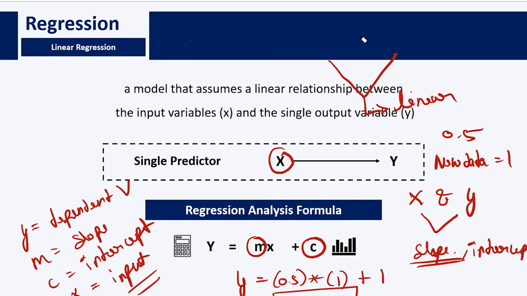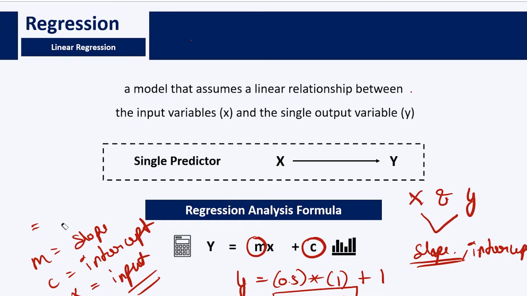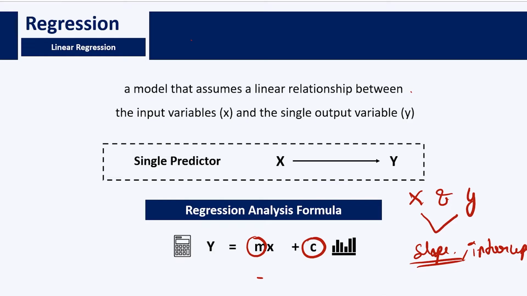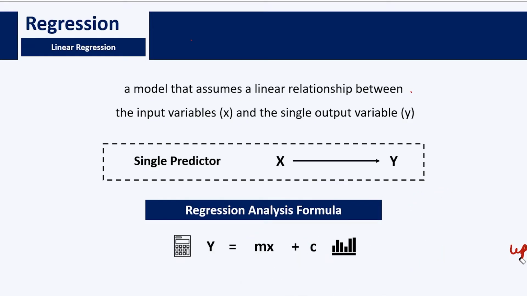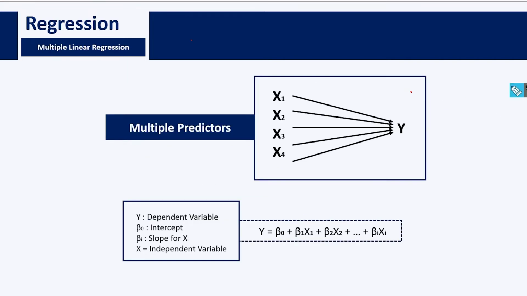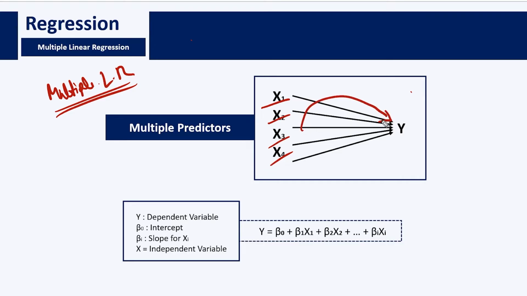Let's suppose we have multiple features, because in real-time problems, we basically get multiple features to predict a single target variable. So in that particular case, this is your multiple linear regression. Multiple linear regression basically means we have multiple predictors, meaning multiple independent features like x1, x2, x3, x4. With the help of these features, I am trying to find the dependent variable, which is y.